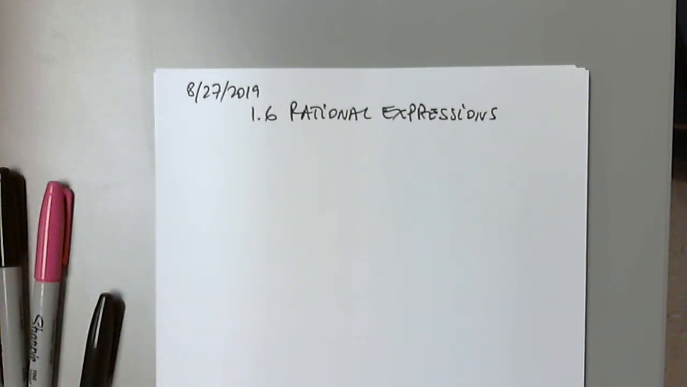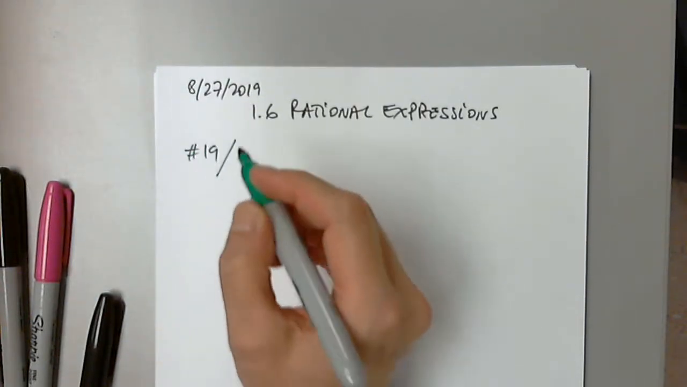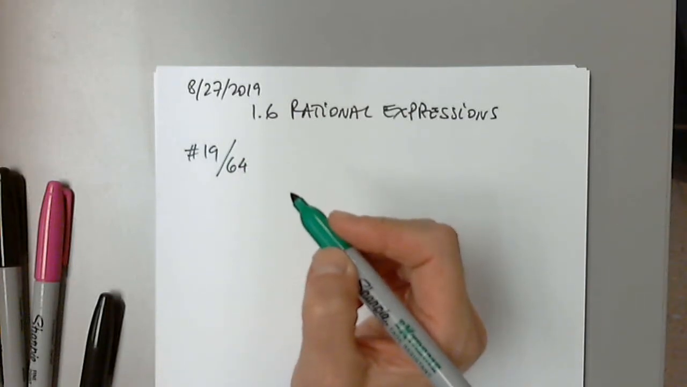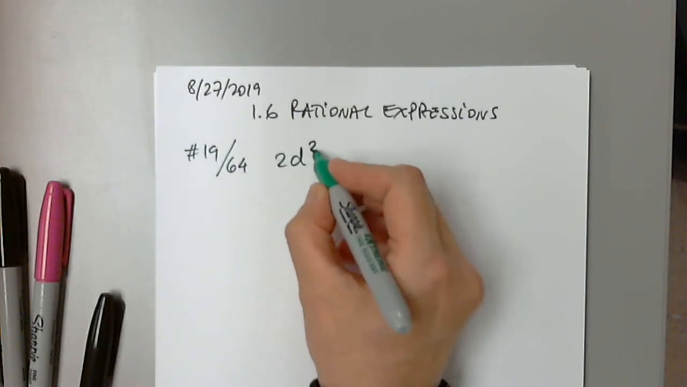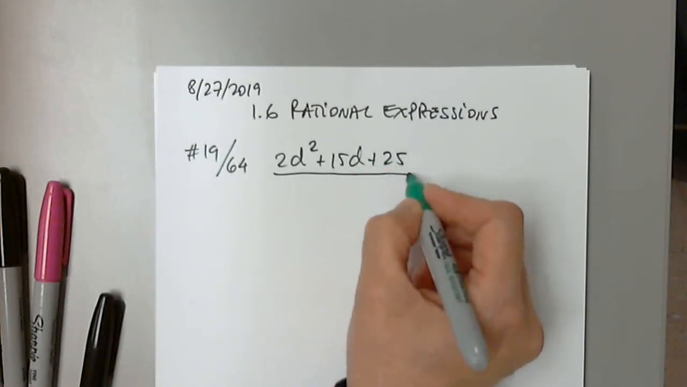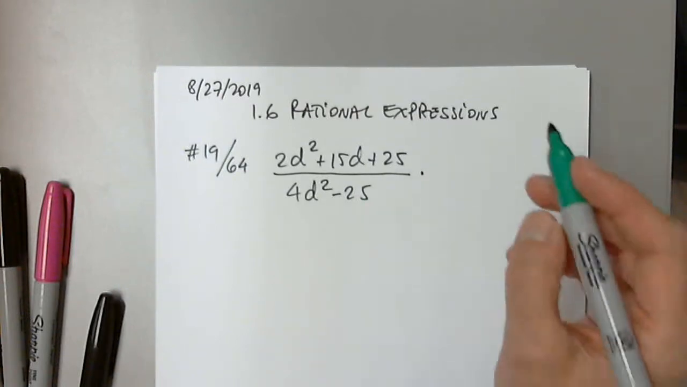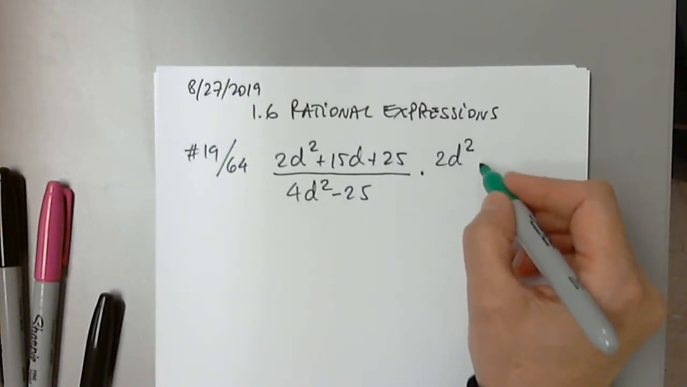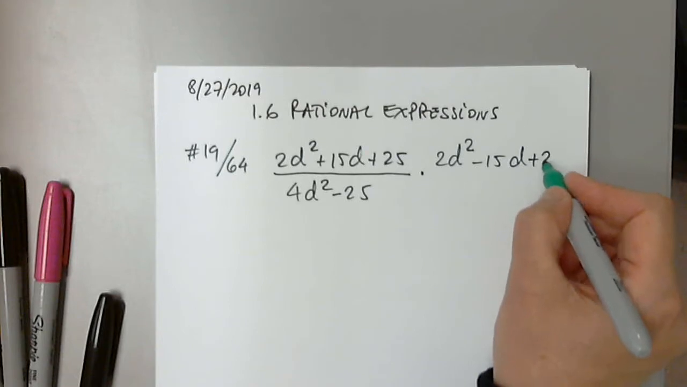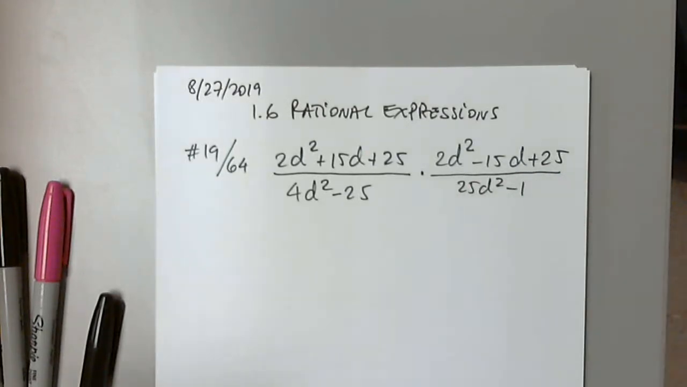Okay, so we decided to work on problem 19, and this is on page 64. 2d squared plus 15d plus 25 divided by 4d squared minus 25 and multiplied by 2d squared minus 15d plus 25 over 25d squared minus 1.